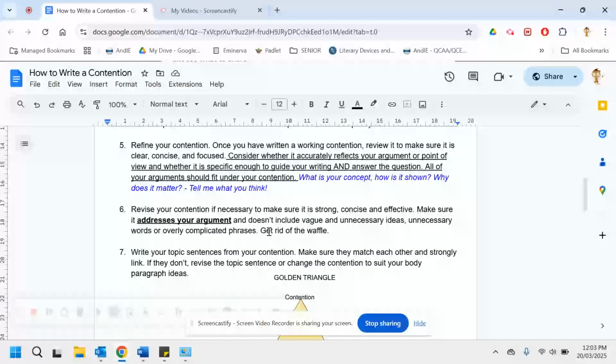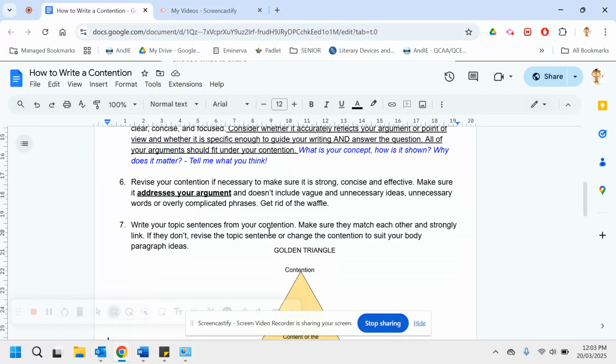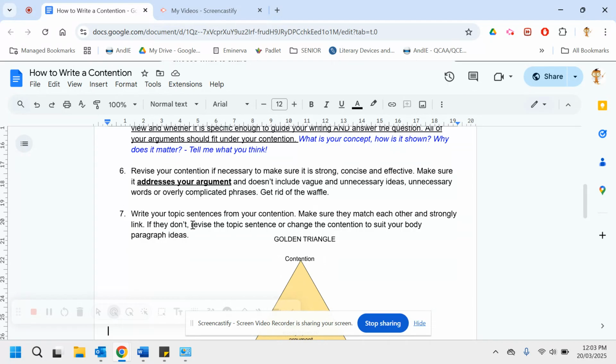All right, so once you've made your contention strong, concise, and effective, obviously, triple check that it addresses your argument, doesn't have any vague or unnecessary ideas, no unnecessary words or overcomplicated phrases, and get rid of the waffle. Once you've got a contention and you're happy with that, that's when you start to write your topic sentences. And they should, like I said, be directly linked to the contention. So have your contention there and then write your two topic sentences before you do any other planning. Okay. And that's a really great way to make sure that they match each other and that they strongly link.